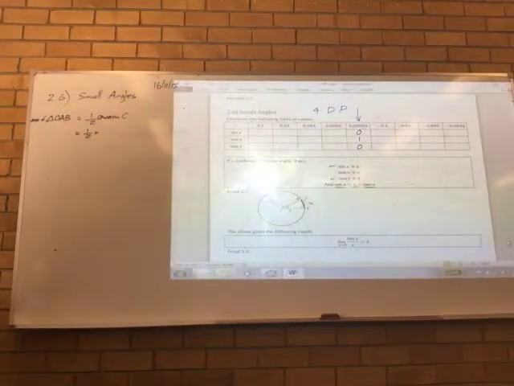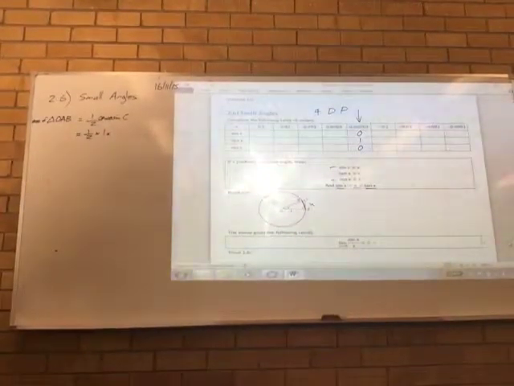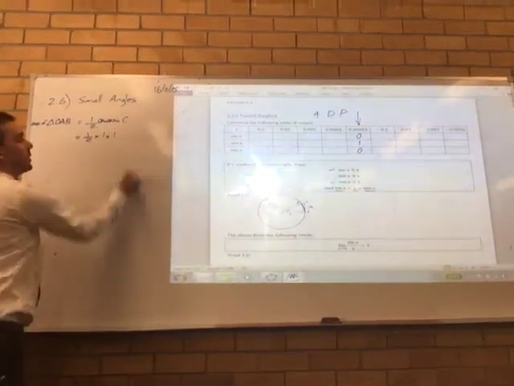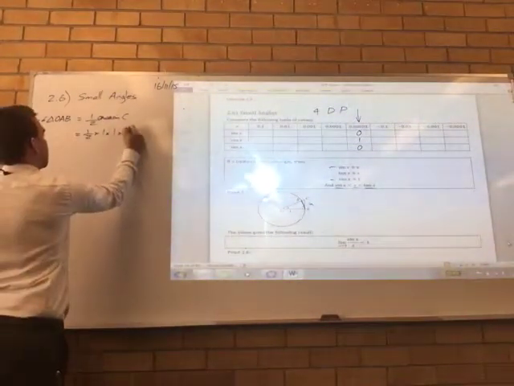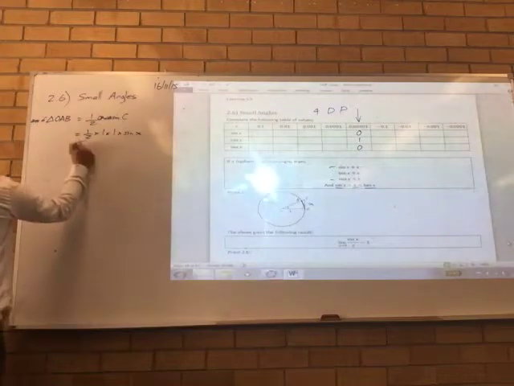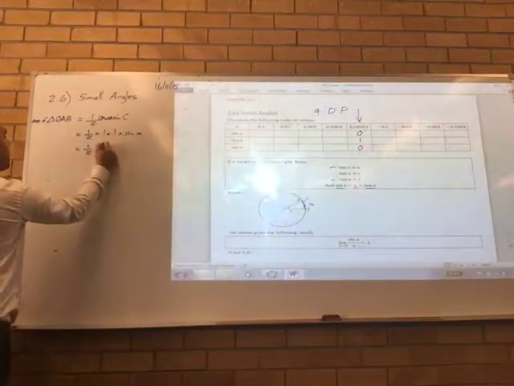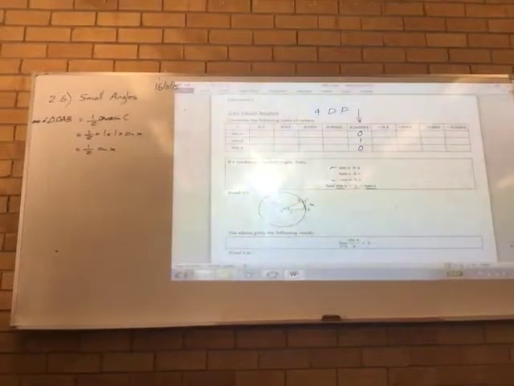So how long is OA? 1, because it's the radius. How long is OB? Same radius, so 1. Times sine of x. So with angle x at the centre, the area is half sine x.